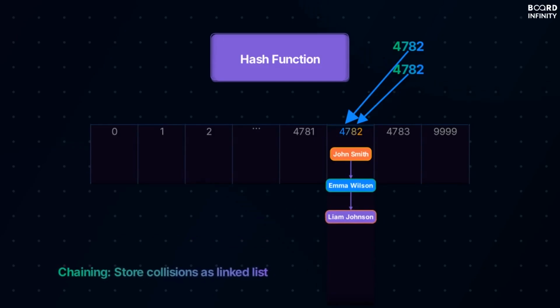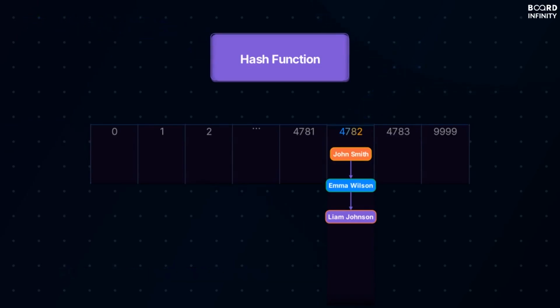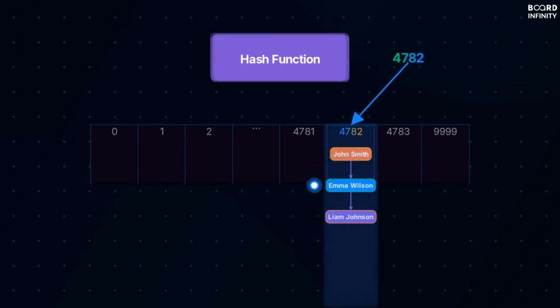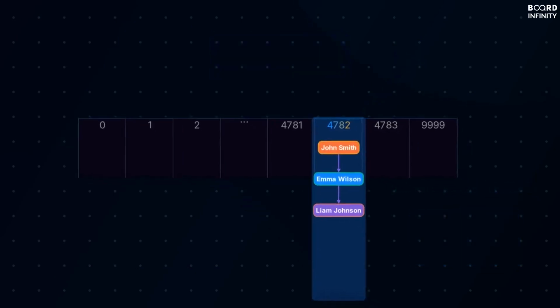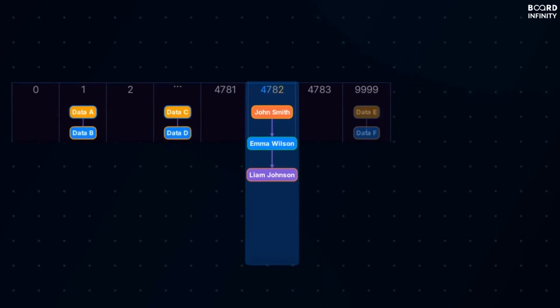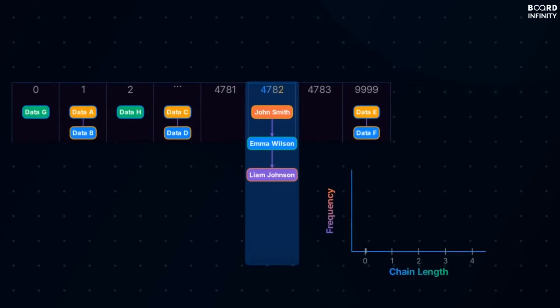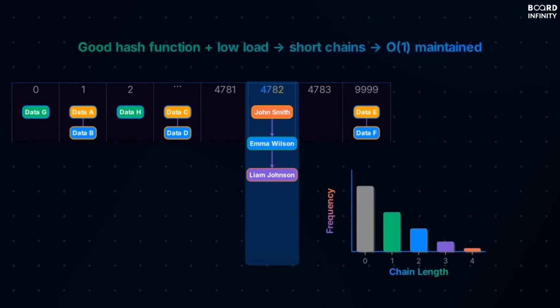When 2 keys hash to the same index, instead of overwriting the first entry, we store both in a linked list at that slot. During lookup, we hash the key to find the index, then scan only the short chain at that slot, not the entire table. Because collisions are rare when the hash function is good and the table isn't too full, the chain is typically very short, and lookup remains fast.